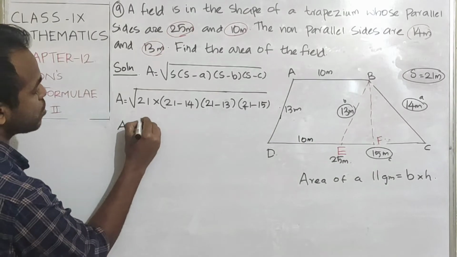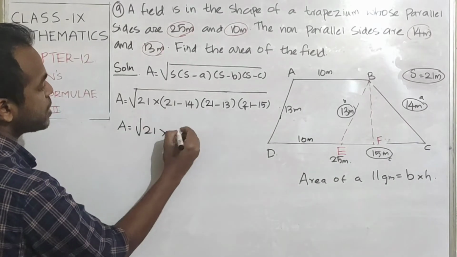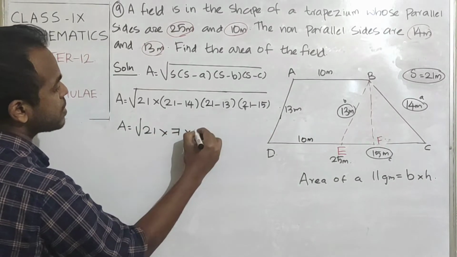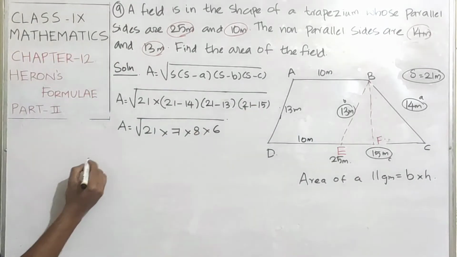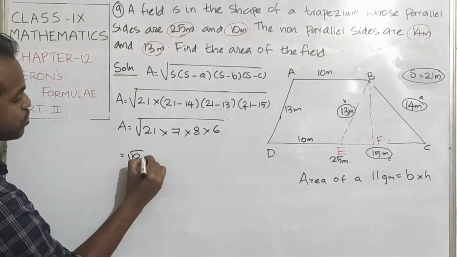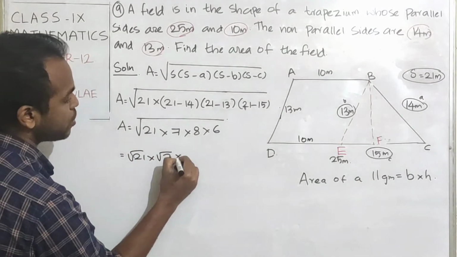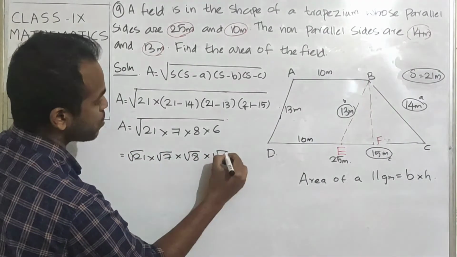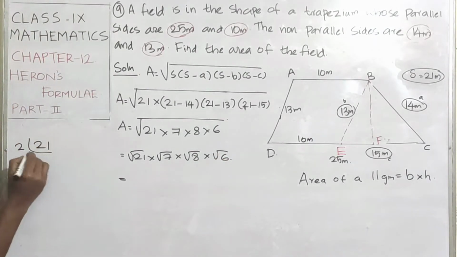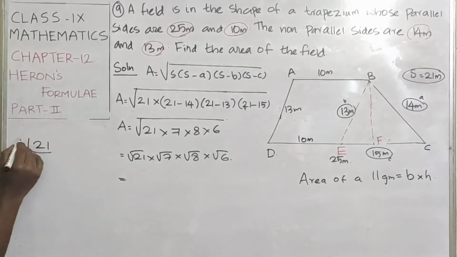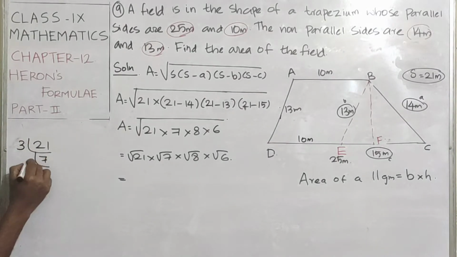So the area is equal to root of 21 into 21 minus 14 is 7, 21 minus 13 is 8, 21 minus 15 is 6. Now we can further factorize this as root 21 into root 7 into root 8 into root 6. So how will we split this one? 21 can be split using 3, 7, 7.